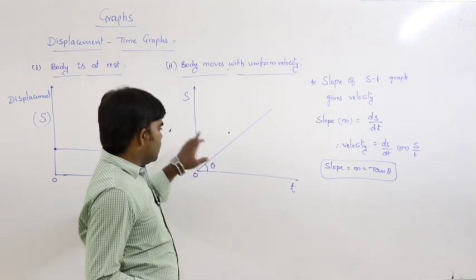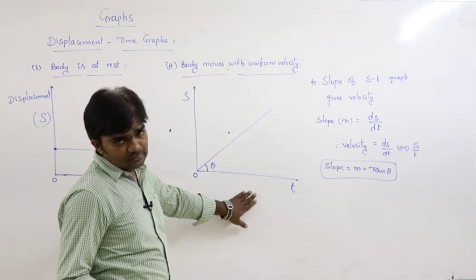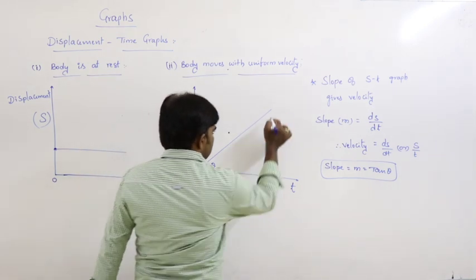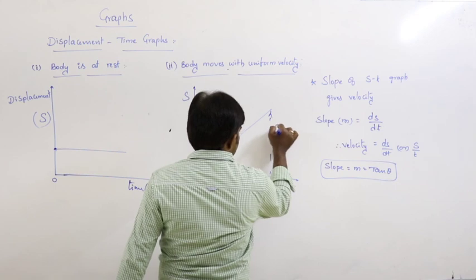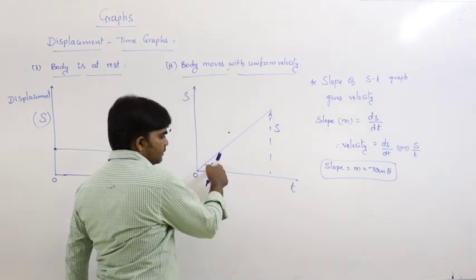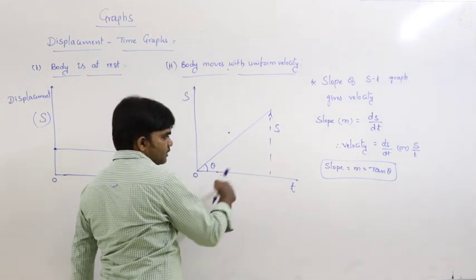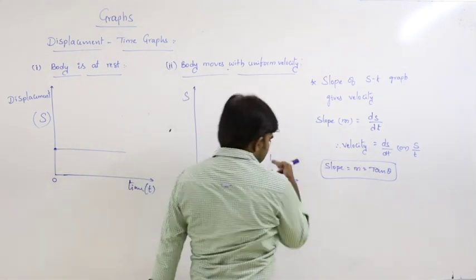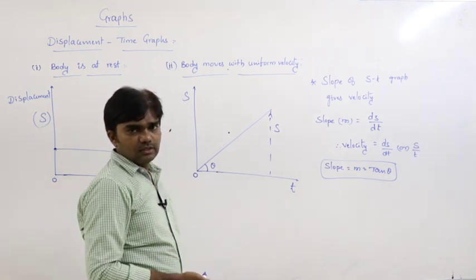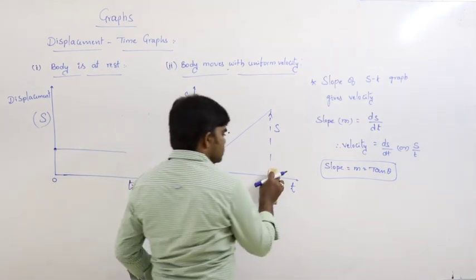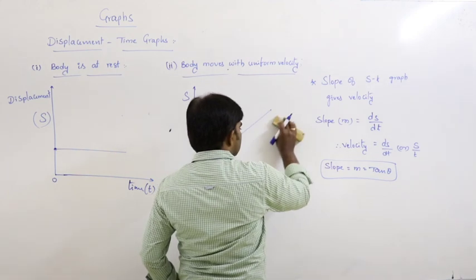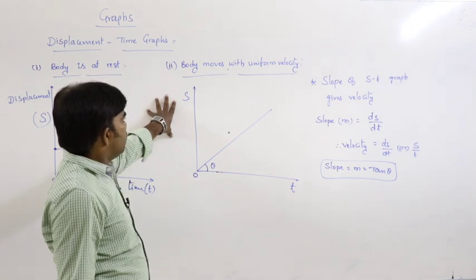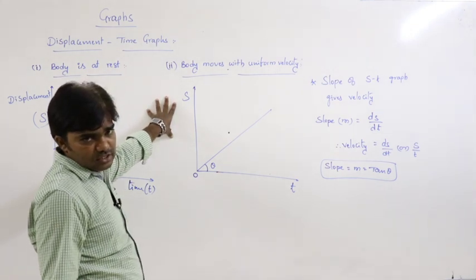So the tan theta formula is opposite side by adjacent side. What is the opposite side here? For this theta, if we consider this is displacement and this is time, tan theta is opposite side by adjacent side. The opposite side is displacement, the adjacent side is time. So displacement by time is velocity. So if theta is mentioned, we can simply calculate tan theta. This is the condition: the body moves with uniform velocity.